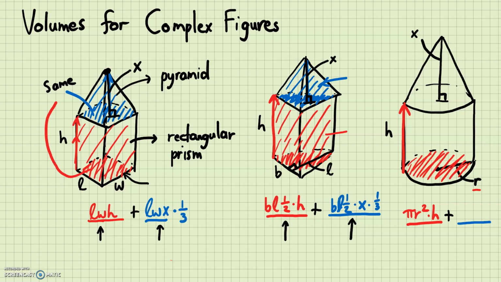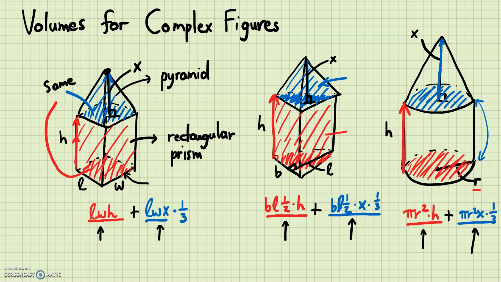For the cone here, again, you find the area of the base. And this base is the same as the cylinder's base, so we can use pi r squared again. You multiply that times the height, which is x. And because it's a cone, we need to divide by 3, or multiply by 1/3. So this is how you find the volume of complex figures. The concept is the same. You just find the volume of each of those components, and then you add them together.